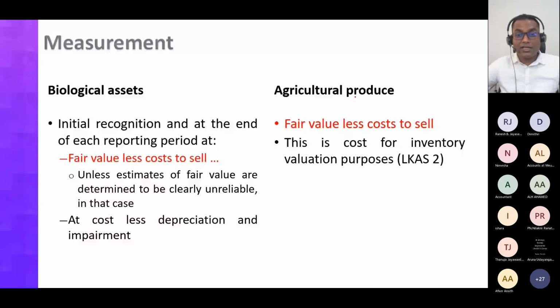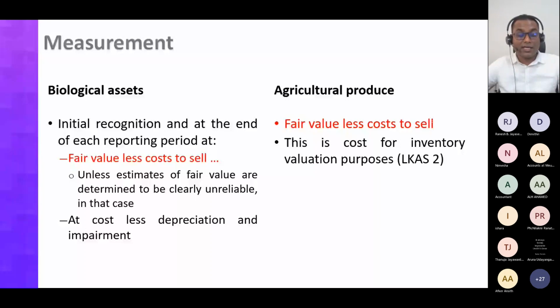Then with regard to the agricultural produce, now think about the milk. Let's say you milk the cow. You get, let's say, 100 liters of milk from the cow. How are you going to account for that? You identify the agricultural produce. As per this standard, LKS 41 is applicable for the agricultural produce at the point of harvest. At the point of harvest, you need to measure this agricultural produce at fair value less cost to sell. So 100 liters multiplied by the fair value less cost to sell gives you the value.